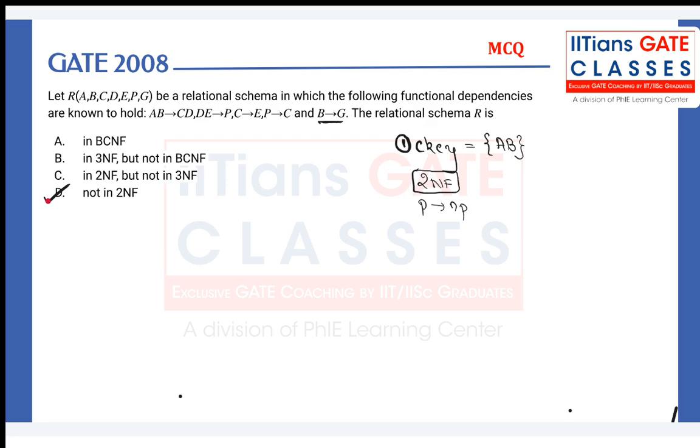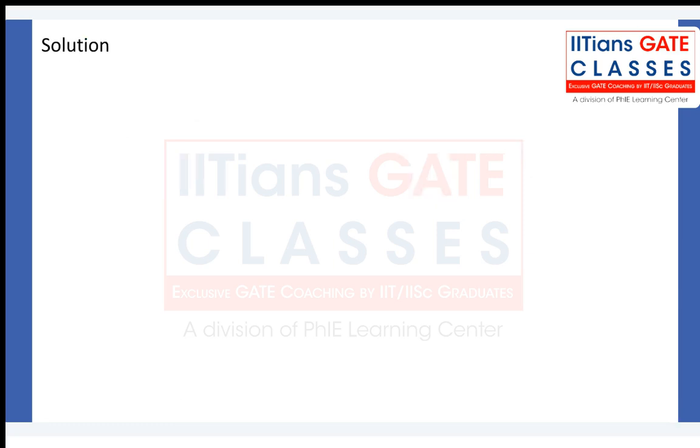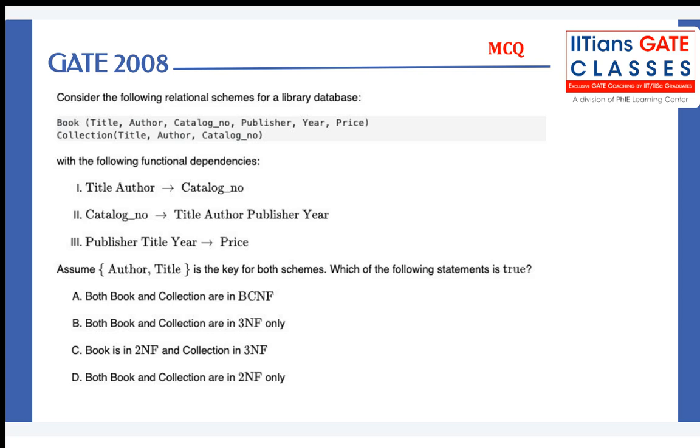Now we'll do it a bit quickly. We'll try to speed up and come to the exam pace. Okay, the next question is this. It says there is a relation schema for these two schemas. There are functional dependencies. Assume that author and title is the key for both.